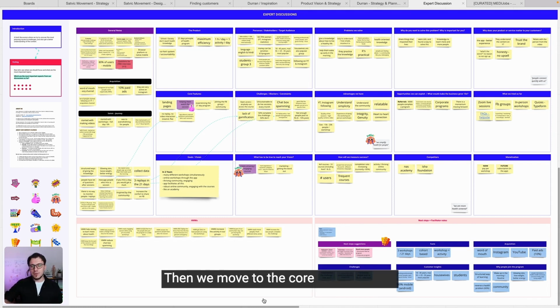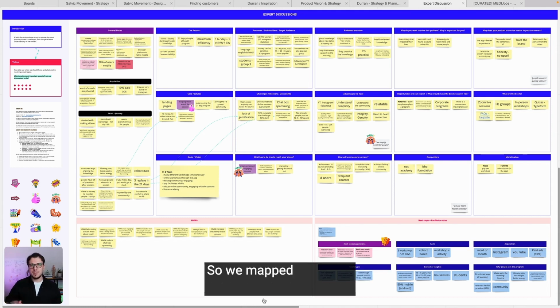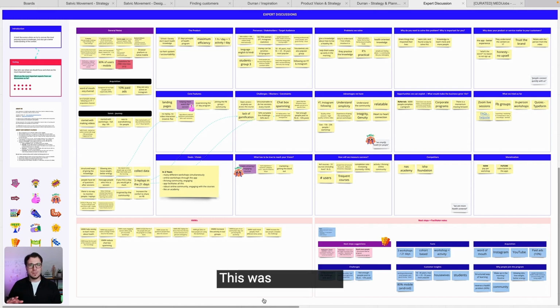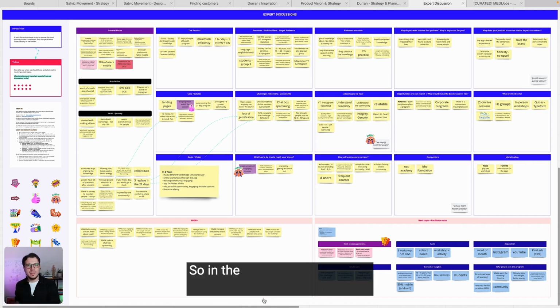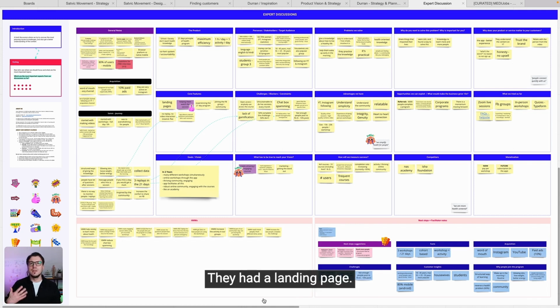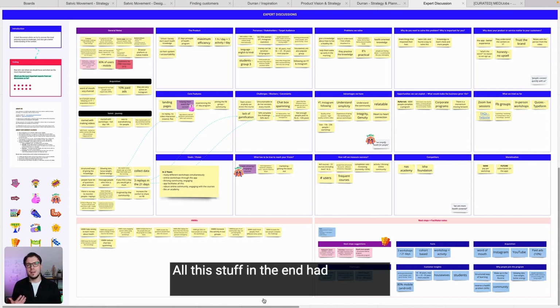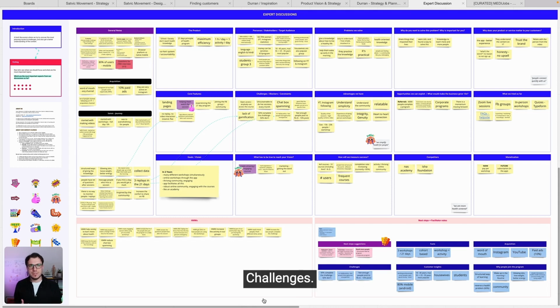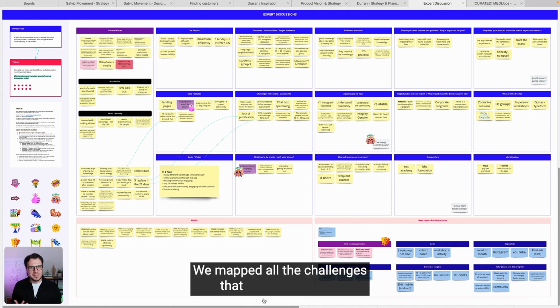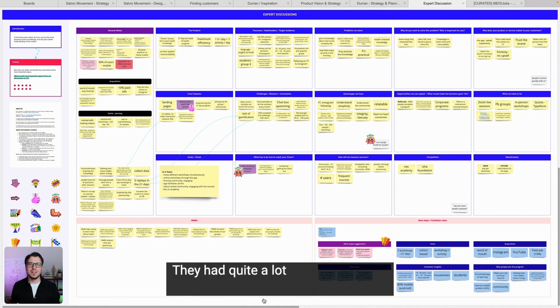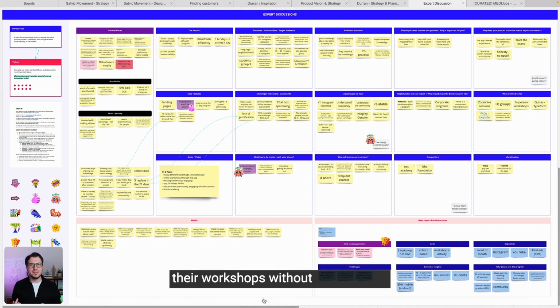Then we move to the core features part. So we mapped what they already had in place. This was for an MVP. So in the beginning, we focused on what they already had. They had a landing page. They had quite an online presence. They have a couple of Facebook groups. All this stuff in the end had to be part of the MVP that we wanted to build. Challenges, we mapped all the challenges that they mentioned. They had quite a lot of problems with chatbox spamming, people accessing their workshops without paying for it.